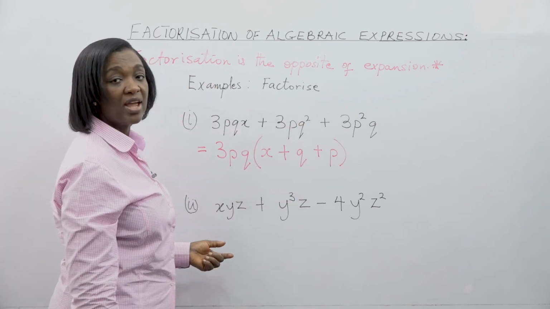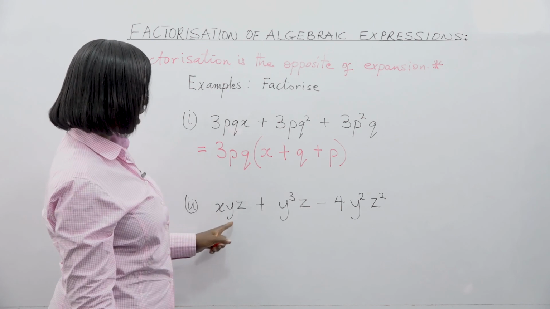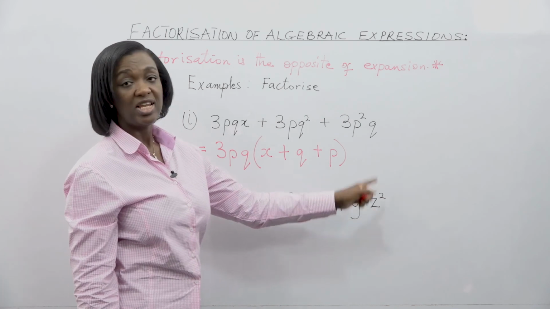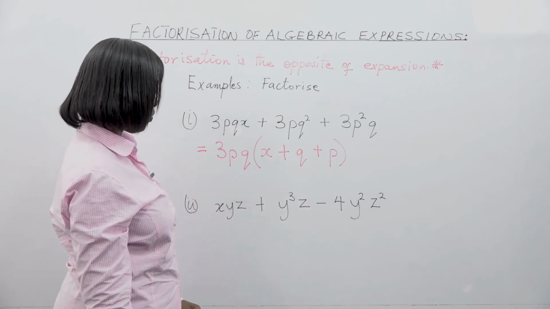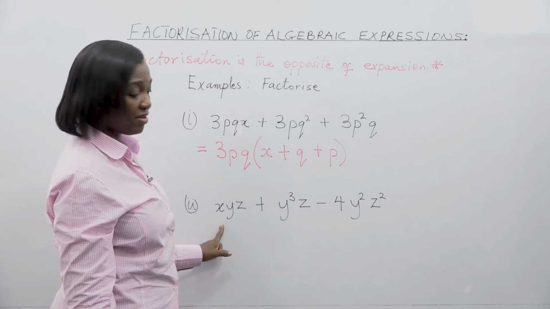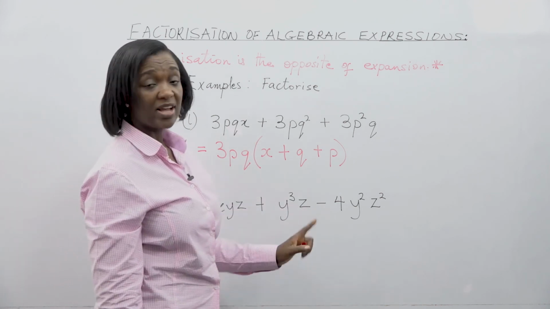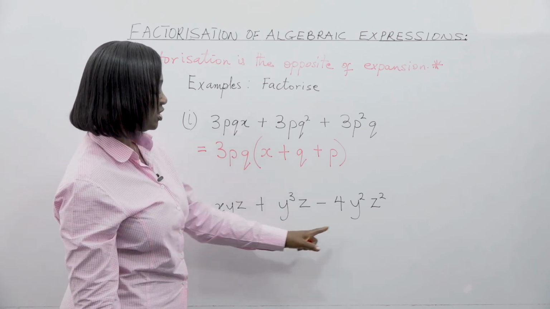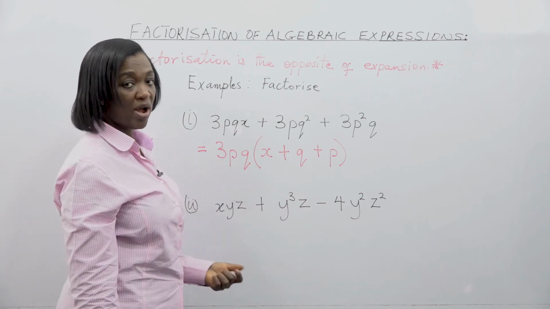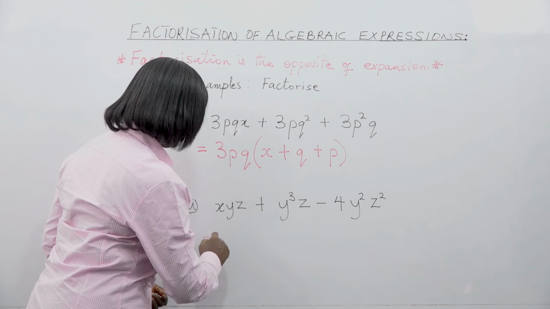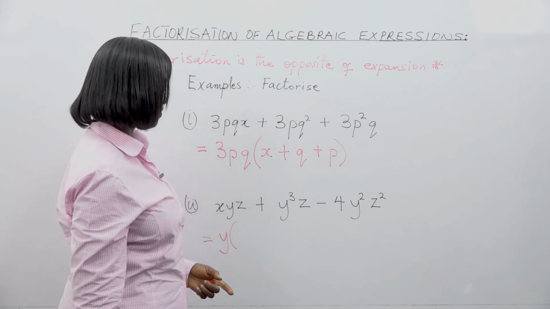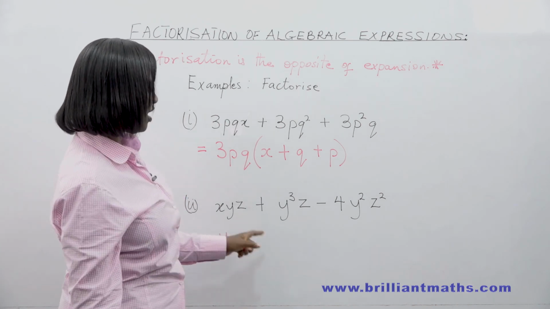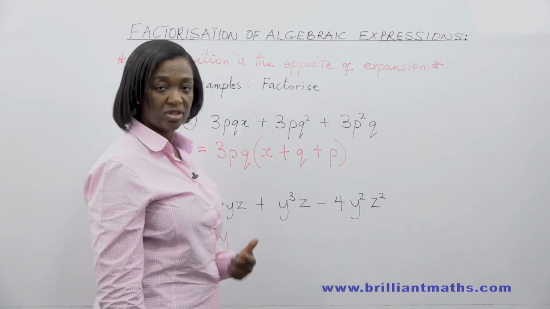In the next example, we have xyz plus y cubed z minus 4y squared z squared. What is common? There's an x here. There's no x here, no x there, so x is not common. y cubed, y squared. So y is common. We factorize it out. y. What else is common? We have a z here, a z there, and a z squared. So z is also common.